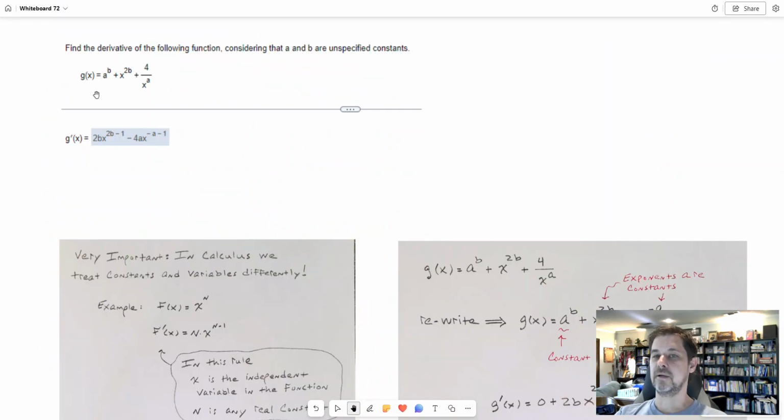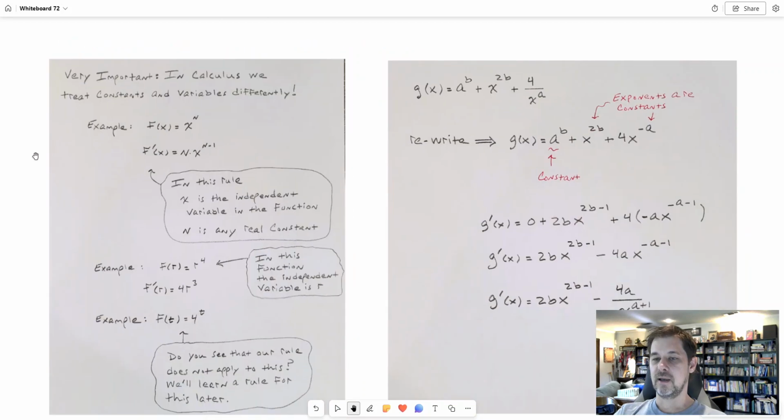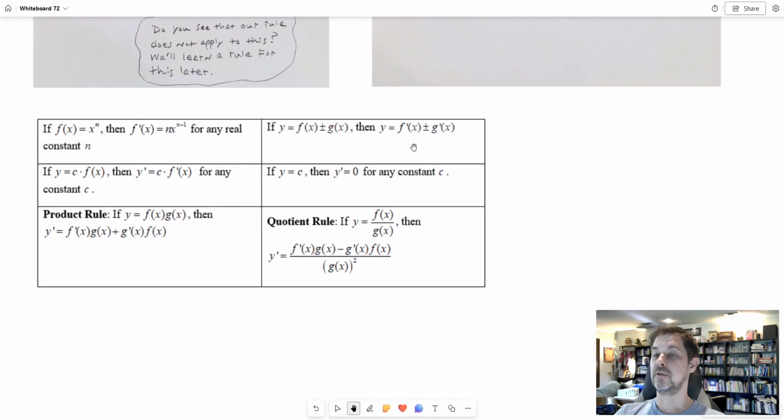Okay, so here I look at this one like that. I say, okay, x is the variable. If I see a, it's a constant. If I see b, it's also a constant. Now beyond that, if I'm finding the derivative of this, I would have to use the rules.